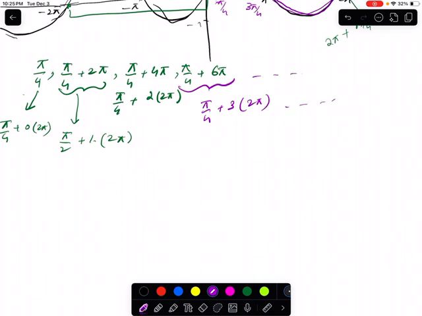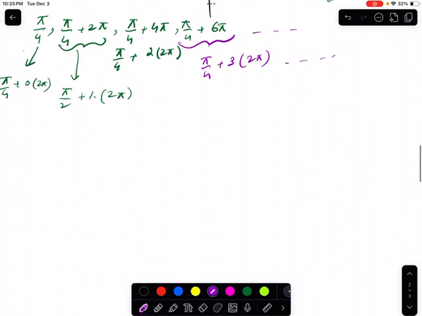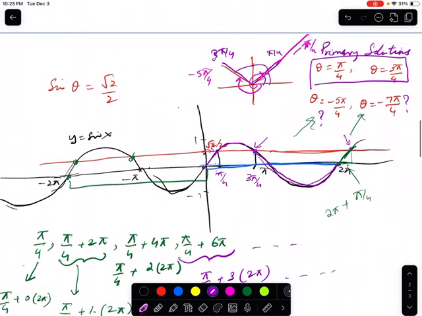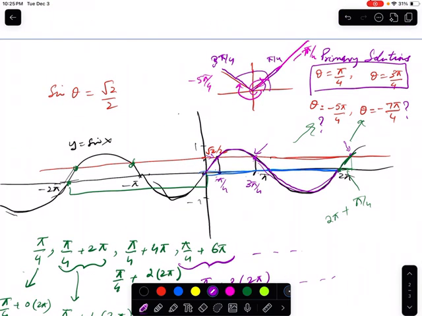So we can say that the solutions are pi over 4 plus k times 2 pi. Okay? So integer multiple of 2 pi. But what about the negative terms? So we noticed that negatives were also there.